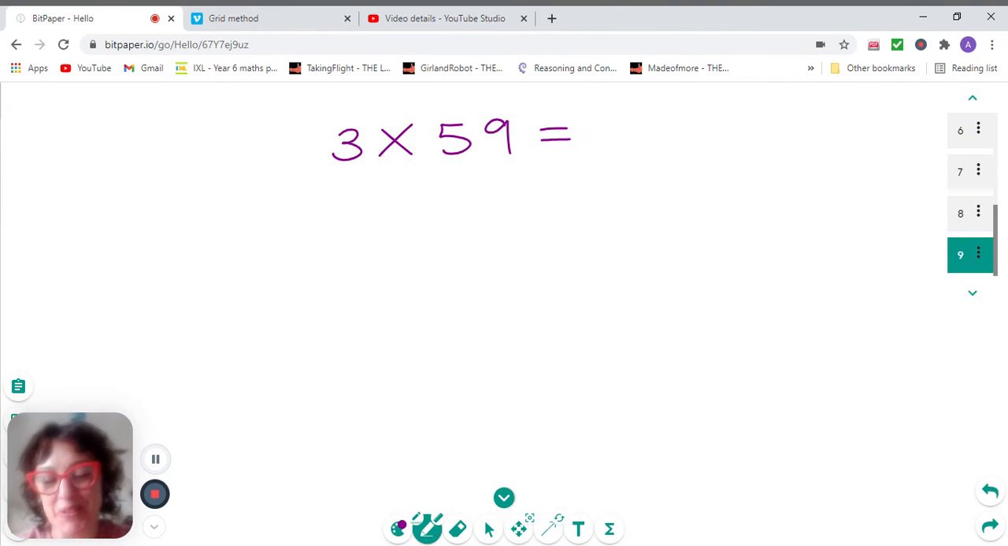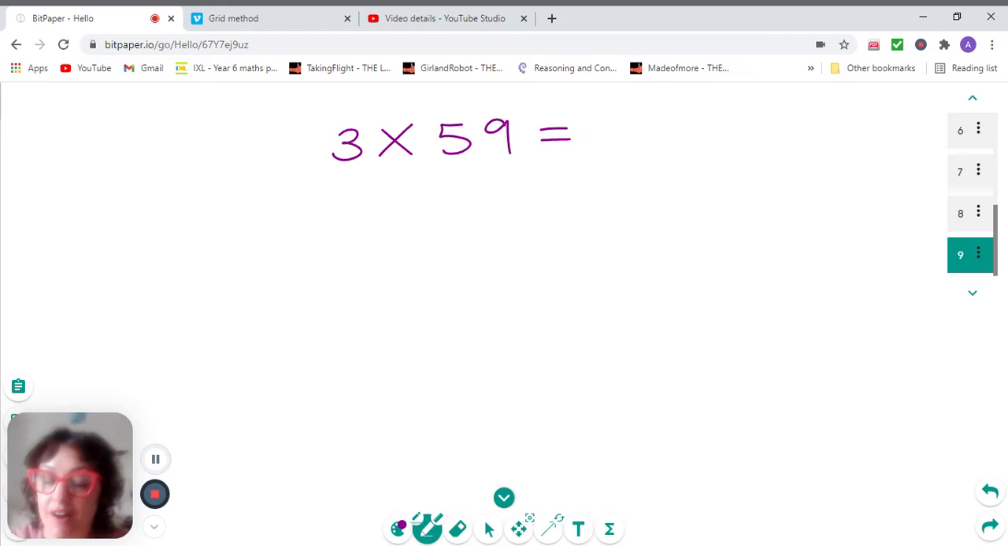Hi everyone. Today's video is about the grid method. I'm going to show you how we do the grid method and what it's used for. So the grid method is used for multiplying double-digit numbers and is usually taught in year 3.